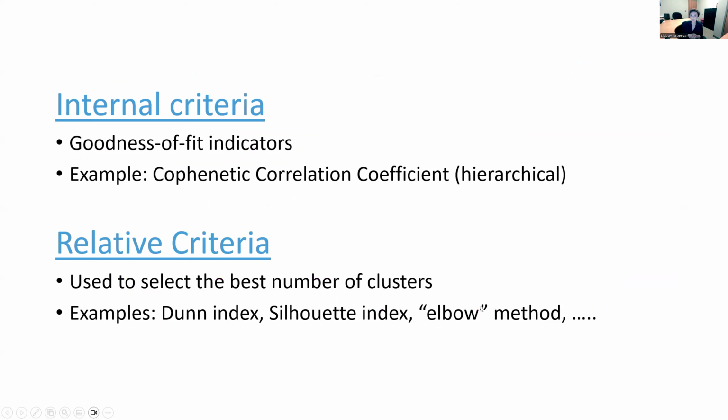Internal criteria are less common and they are similar to goodness of fit indicators. And many of you are familiar with relative criteria that can be used to select the best number of clusters. Examples are the Dunn index, elbow methods, and many, many others.